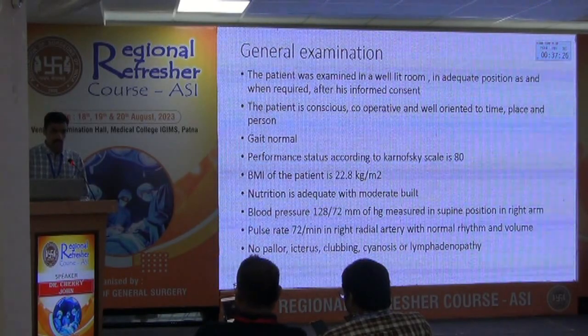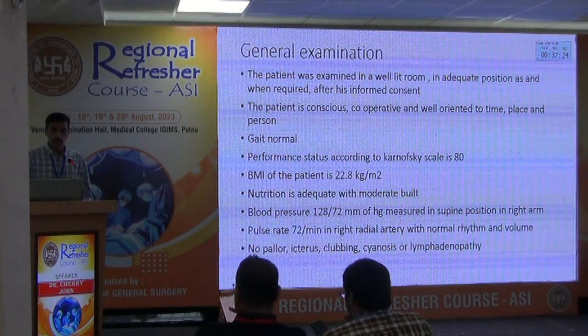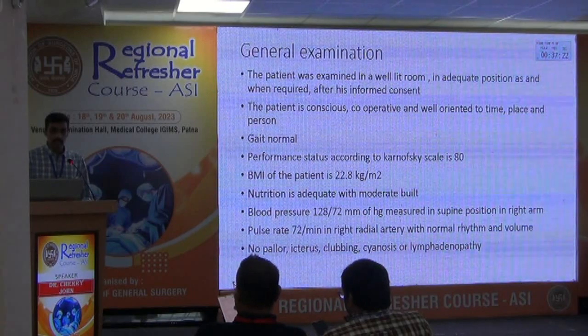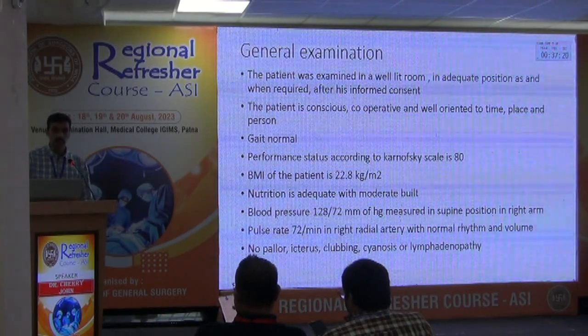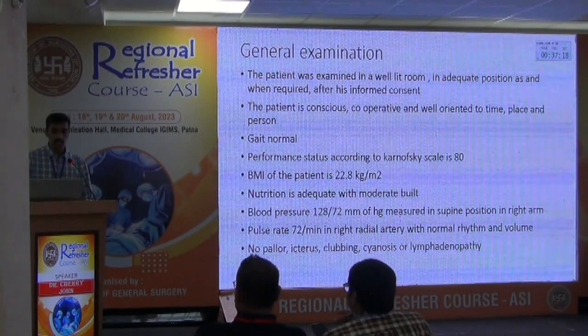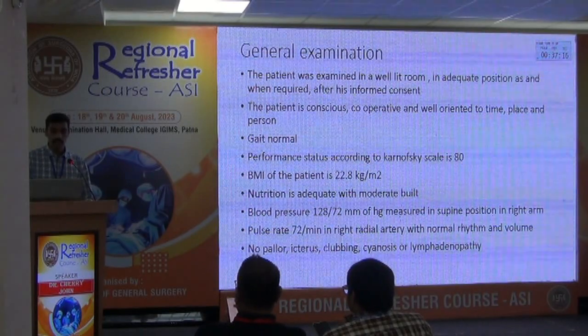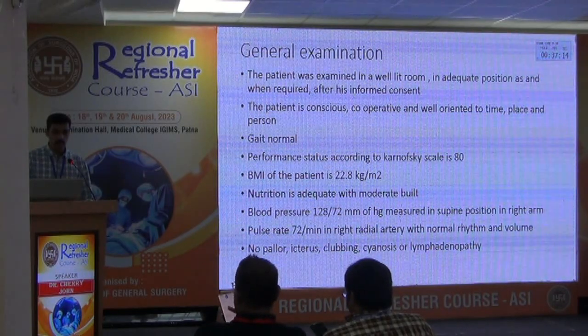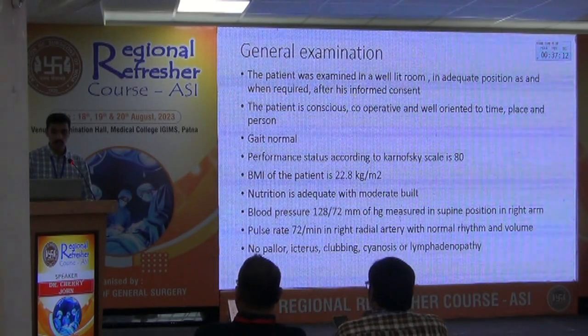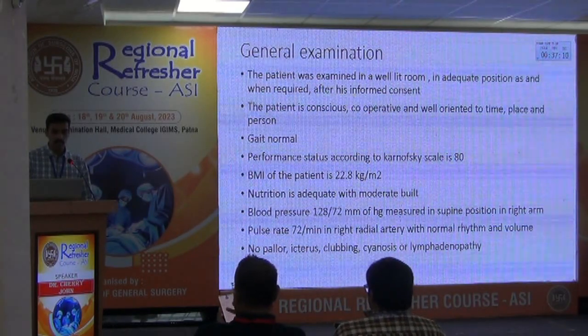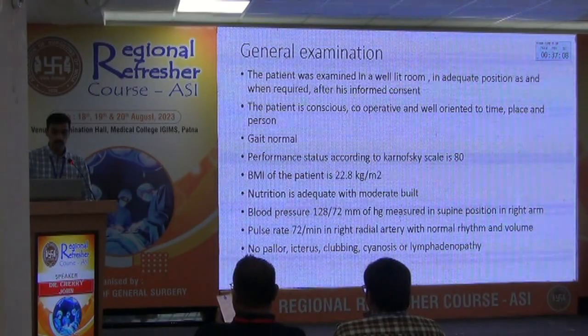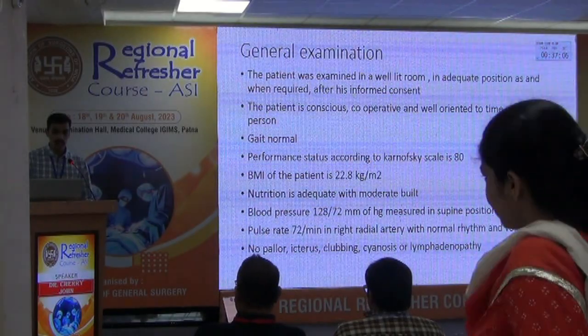General examination. The patient was examined in a well-lit room in adequate position as and when required after his informed consent. The patient is conscious, cooperative and well-oriented to time, place and person. Gait is normal. The performance status according to prognostic scale is 80. BMI of the patient is 22.8 kg per meter square. Nutrition is adequate with moderate build.